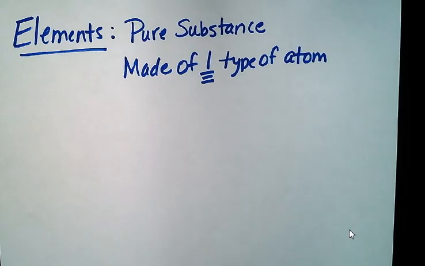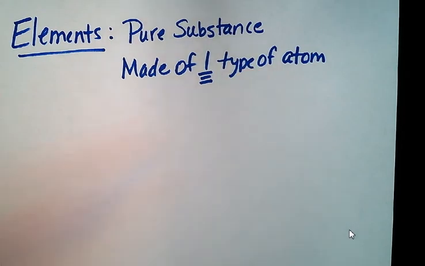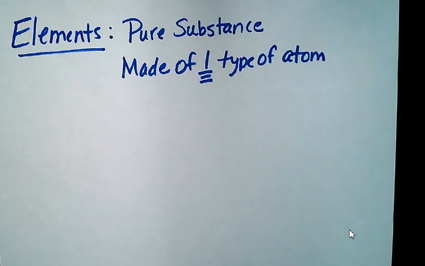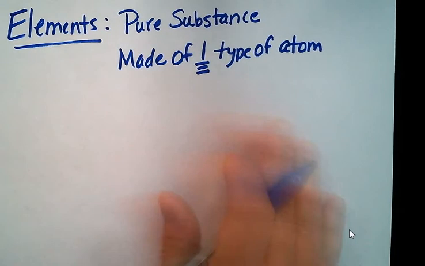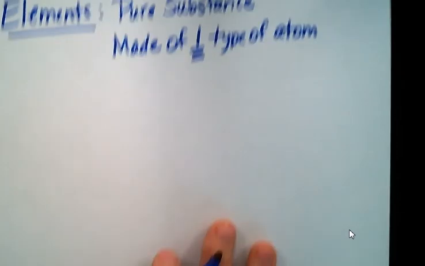But elements are pure substances, so they're made of that one type of atom and nothing else if they're pure, okay? We assume that they're all pure, even though in nature we don't always find them in their pure states. And again, they make up everything in the universe. Now let's talk about that periodic table real quickly.